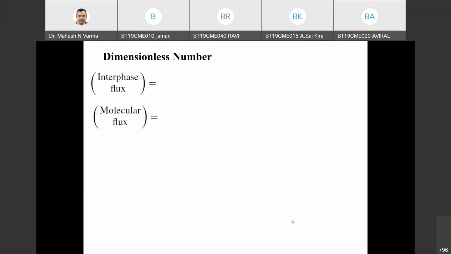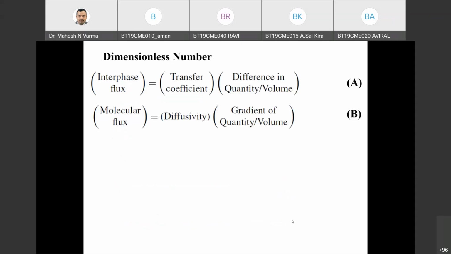So this is now the interface flux. We got now a generalized definition for interface flux. What is the generalized definition for interface flux? Transfer coefficient multiplied by the difference in quantity per unit volume. Similarly, we have molecular flux, which is diffusivity into the gradient of quantity per unit volume. Now this is also flux, and this is also flux.